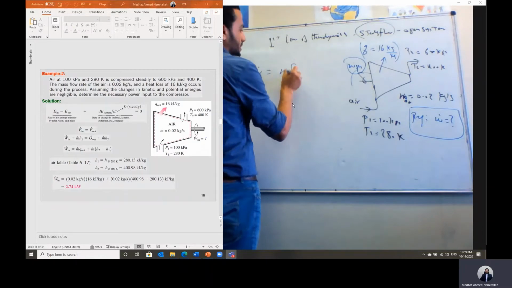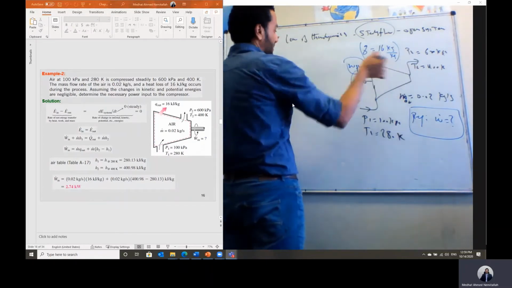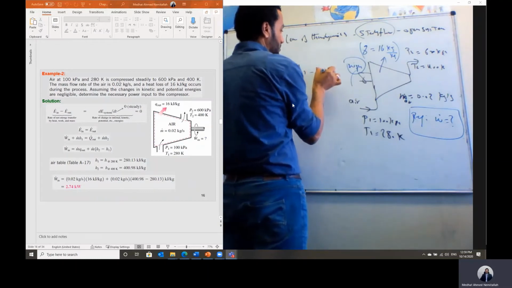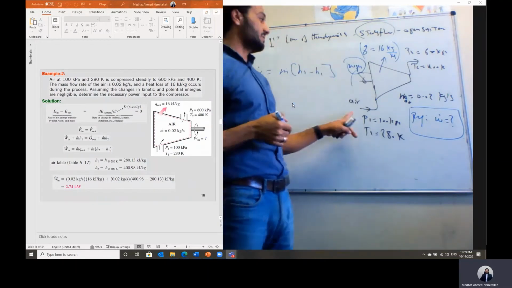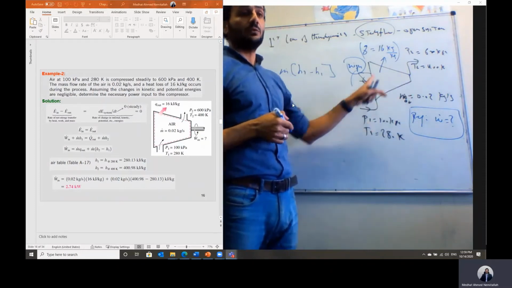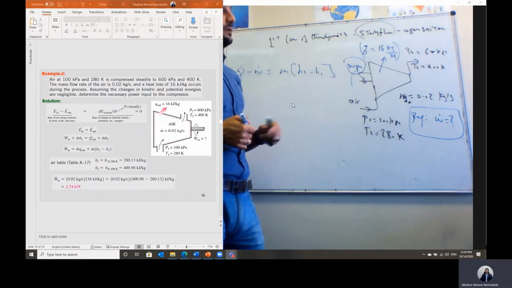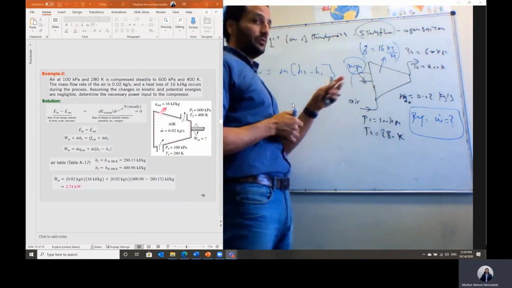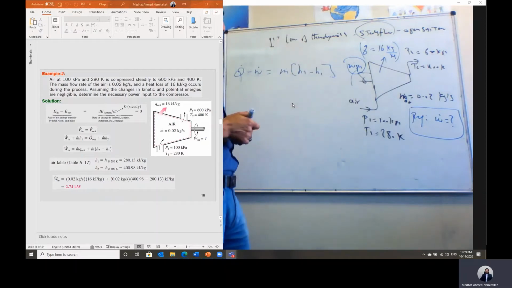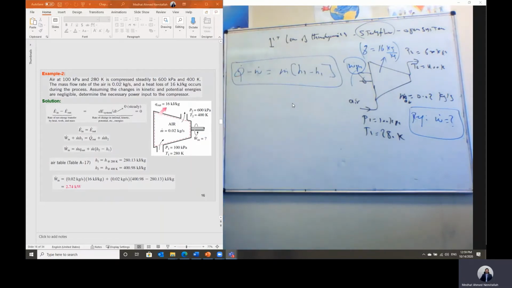Q dot minus W dot is equal to m dot multiplied by, let's say this is 1 and 2, H exit, which is H2, minus H inlet, which is H1. He didn't give the kinetic energy, and the areas A1 and A2 are not given, so I will neglect the kinetic energy term. And we also don't have the difference in potential energy, it is not given, so I will just neglect it as well. So the first law equation can be reduced to this form.